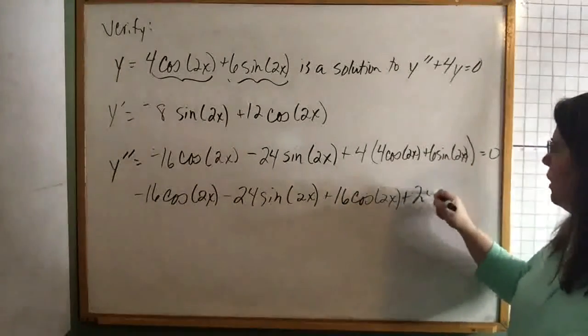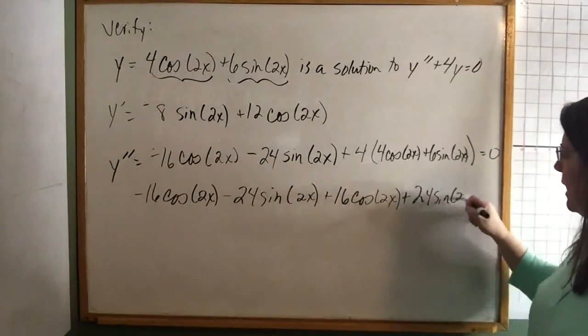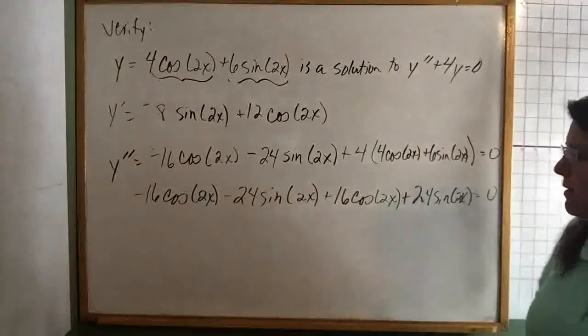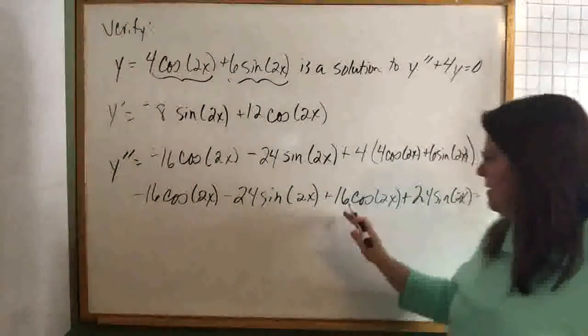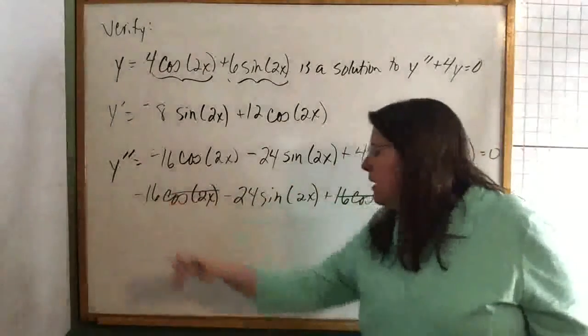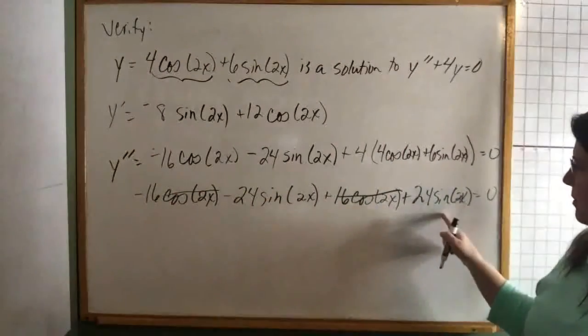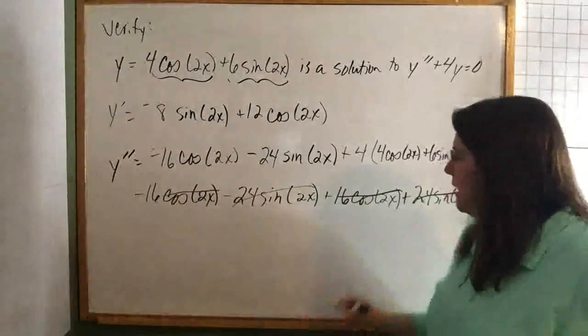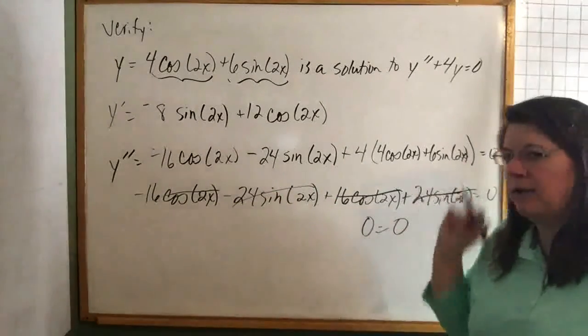All right, so negative 16 cosine 2x plus 16 cosine 2x cancels. Negative 24 sine 2x plus 24 sine 2x cancels, leaving me with 0 equals 0. I've verified that it's true.